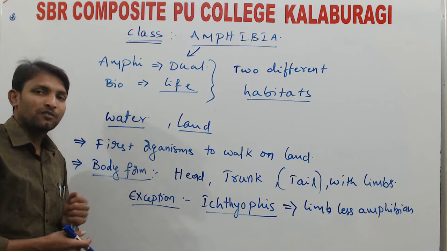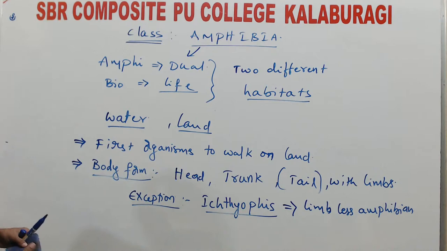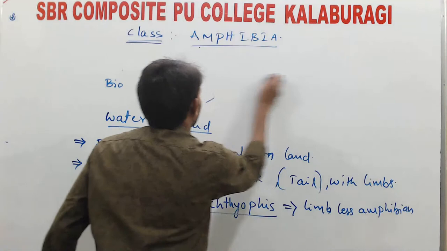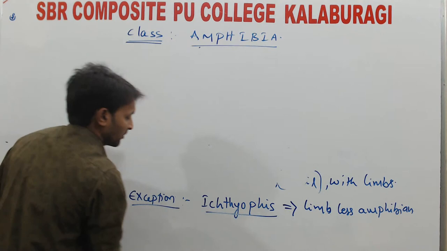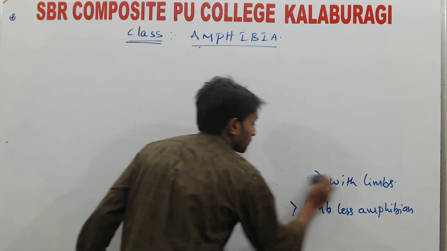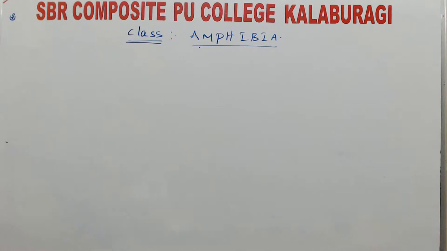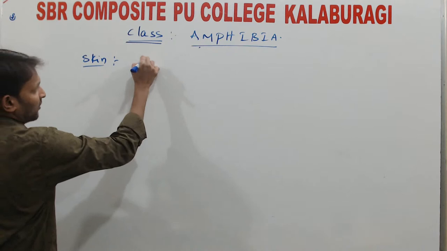Next, the epidermis. Amphibians generally live near the water bodies, so their skin is moist and without scales. If you see in the early ancestor fishes, there is presence of scales. But in the Amphibians, the skin is without scales and moist.